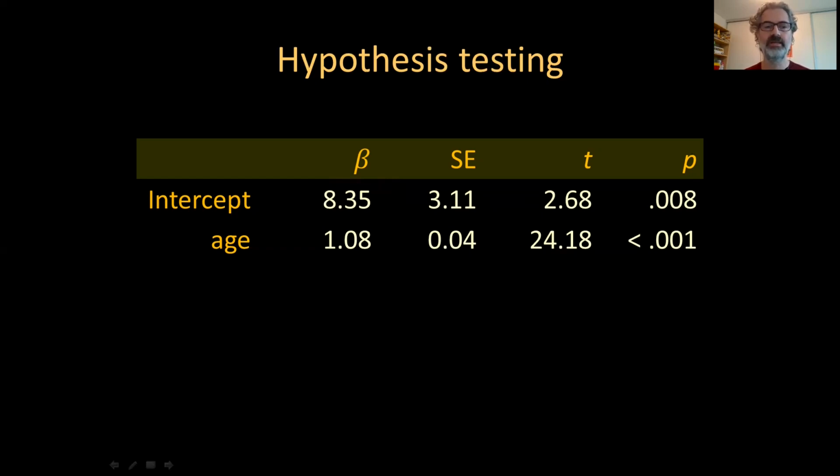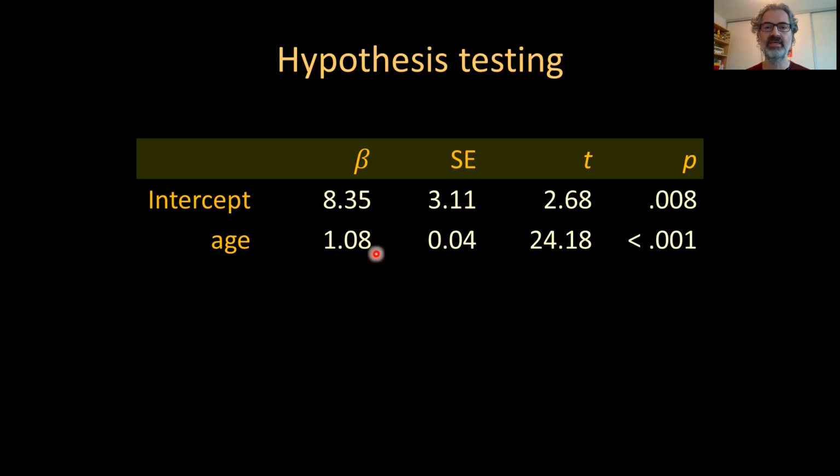Now moving on to the slope, which is 1.08. Its standard error is 0.04. There's a big t value, which is the ratio of those two, and a very low p-value. So we have a highly significant slope for predicting vocabulary from age.